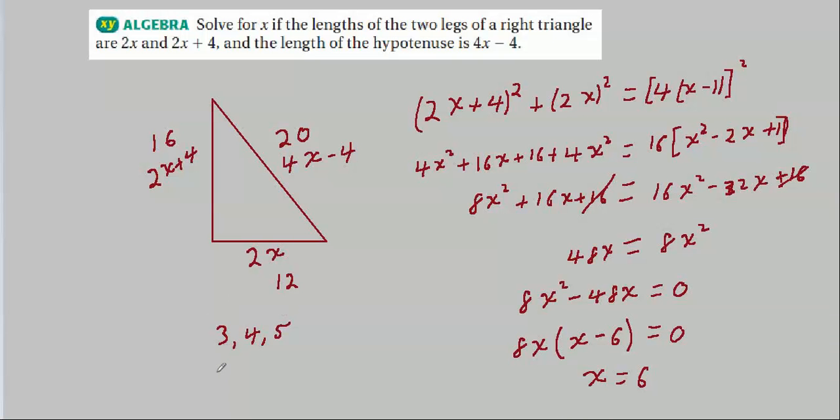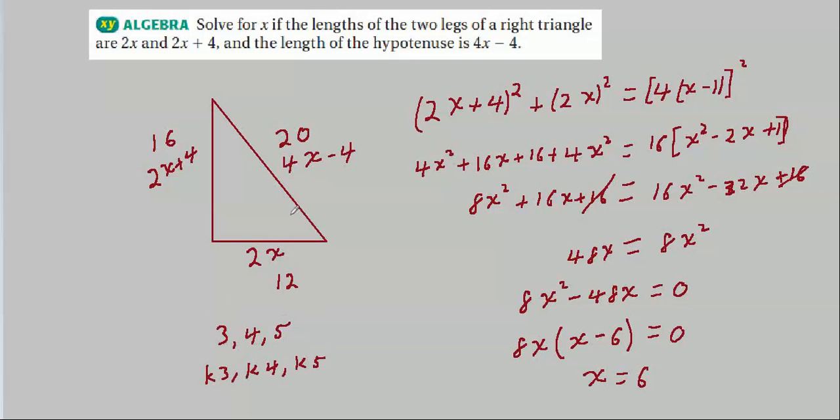So I can write k times 3, k times 4, and k times 5. Those will always be legitimate dimensions for a right triangle. So I just use that as a check.